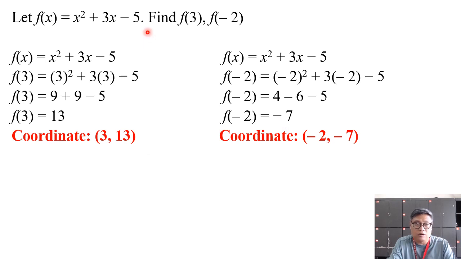So when the function is x squared plus 3x minus 5, and you input the value of your x to be positive 3, the result is positive 13. So we have our coordinates or ordered pair of 3 and 13. So remember, class, that 3 is the input, 13 is the output. For x equals negative 2, the result is negative 7. So again, we have here our ordered pair, or the coordinates, of negative 2 and negative 7.